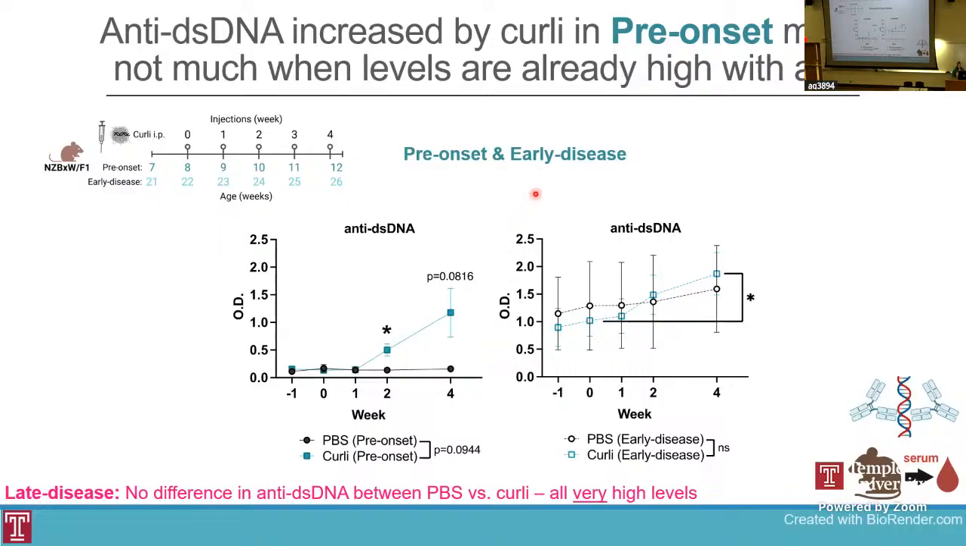And so what we see with these anti-double-stranded DNA responses, which we usually see with Curly, in the pre-onset, you do see this increase in anti-double-stranded DNA. But in the early disease, as they're already getting some autoantibodies because of the model itself, we don't see very much difference with Curly. There's a little bit of an increase, but it's not hugely significant. And then the late disease all have extremely high levels of this anti-double-stranded DNA, so we didn't see any difference with the Curly treatment.